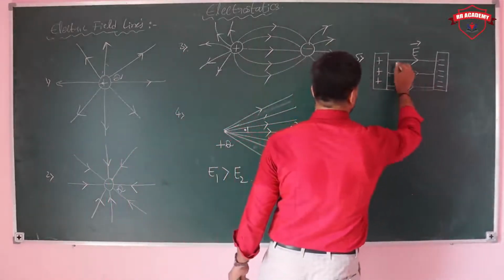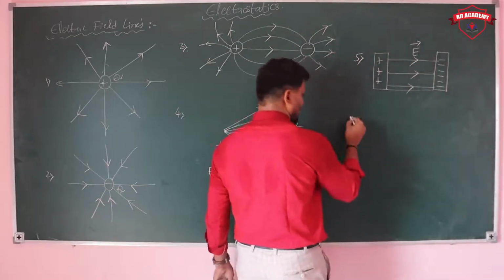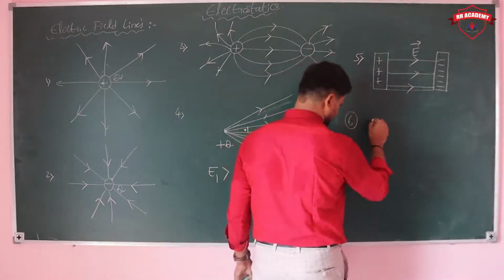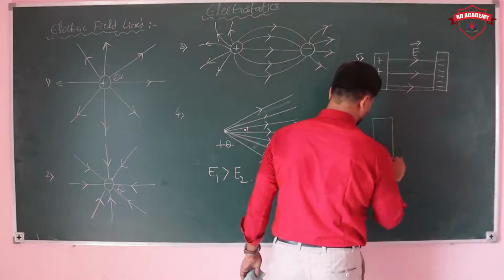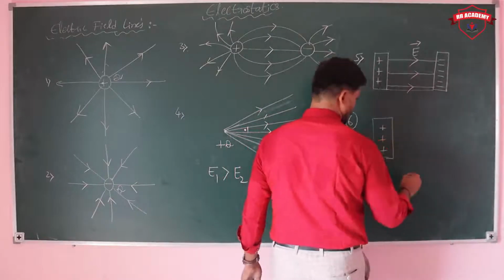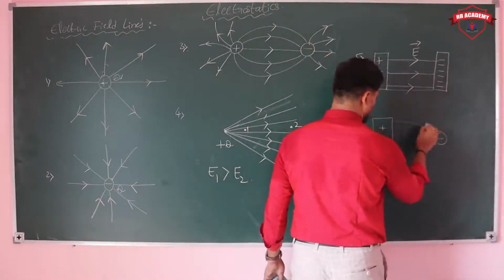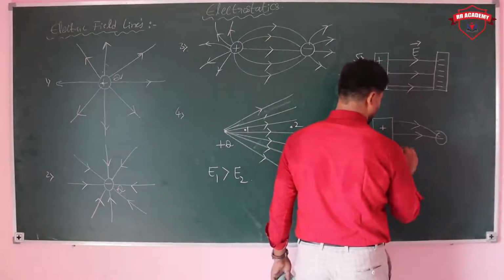And this may be the uniform electric field here. And if you are taking the field lines, they may form like this also.